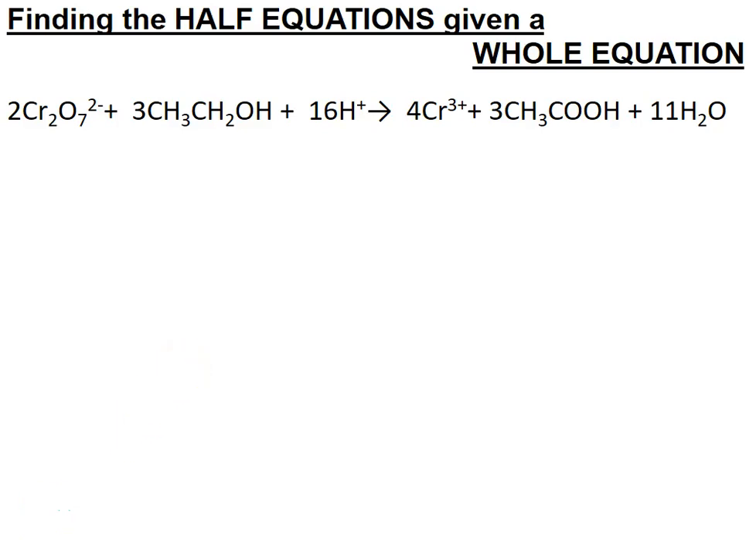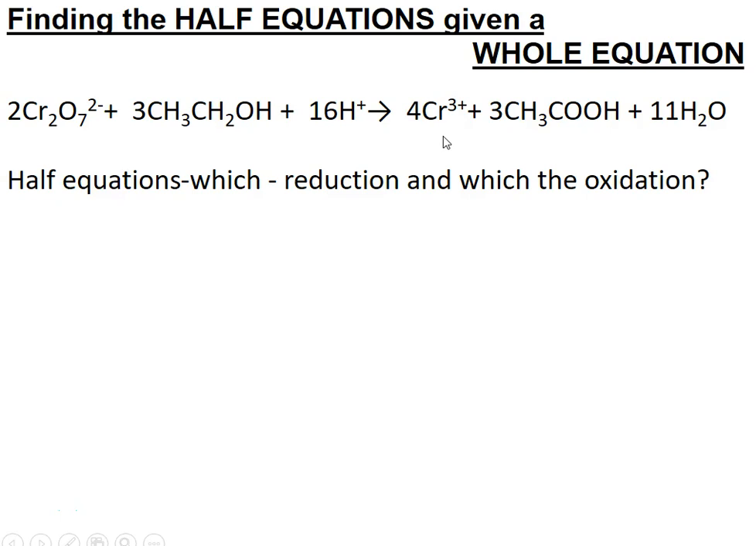Okay, this is how to find the two half equations given a whole equation. This is a complex, whole equation. You can see here you've got chromium in this compound, and then you get chromium ions after. So if we start with that, we've got our chromium. This is dichromate, it's called, and chromium ions. So is it a reduction or an oxidation reaction, this one?